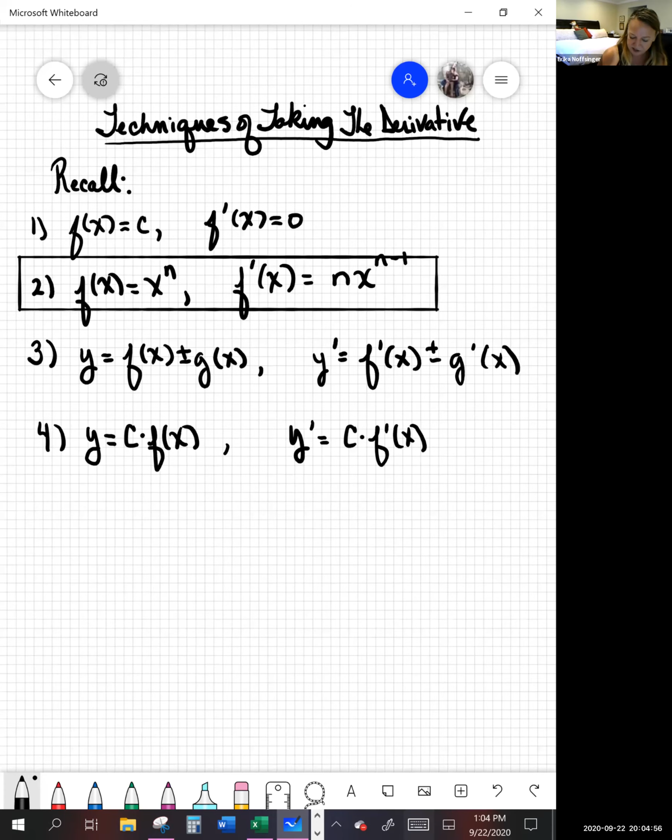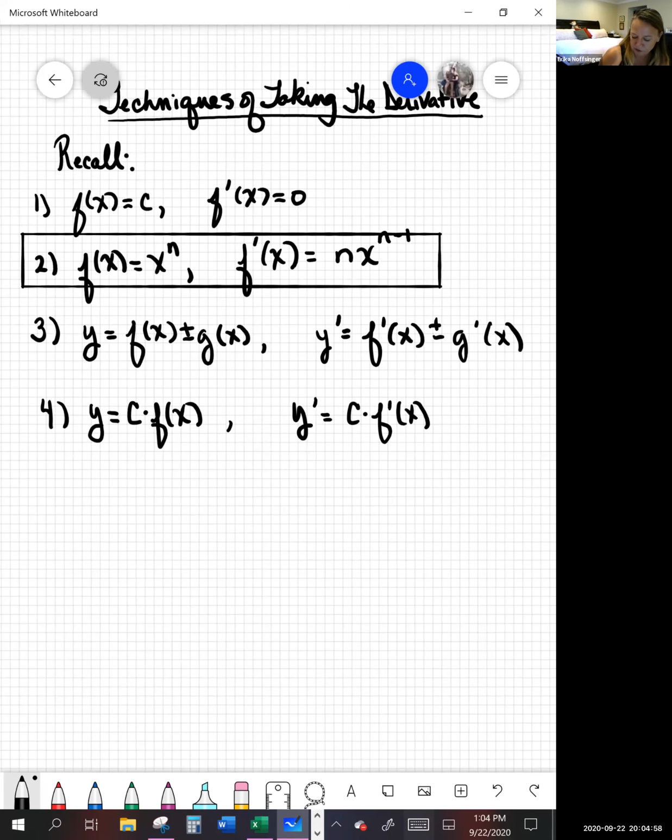So let's go through another rule, and that is our product rule. Yesterday we ended with an example where I said, if we have a product of two functions, unfortunately, we just can't take the derivative of the first times the derivative of the second. It just doesn't work, and I showed an example why that wouldn't work. And so let's look at the product rule.